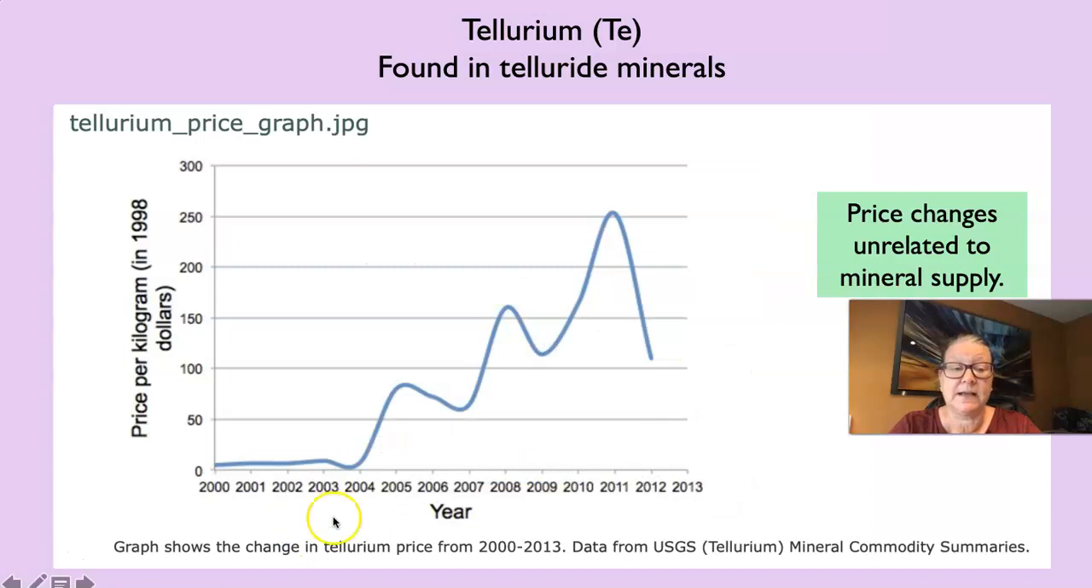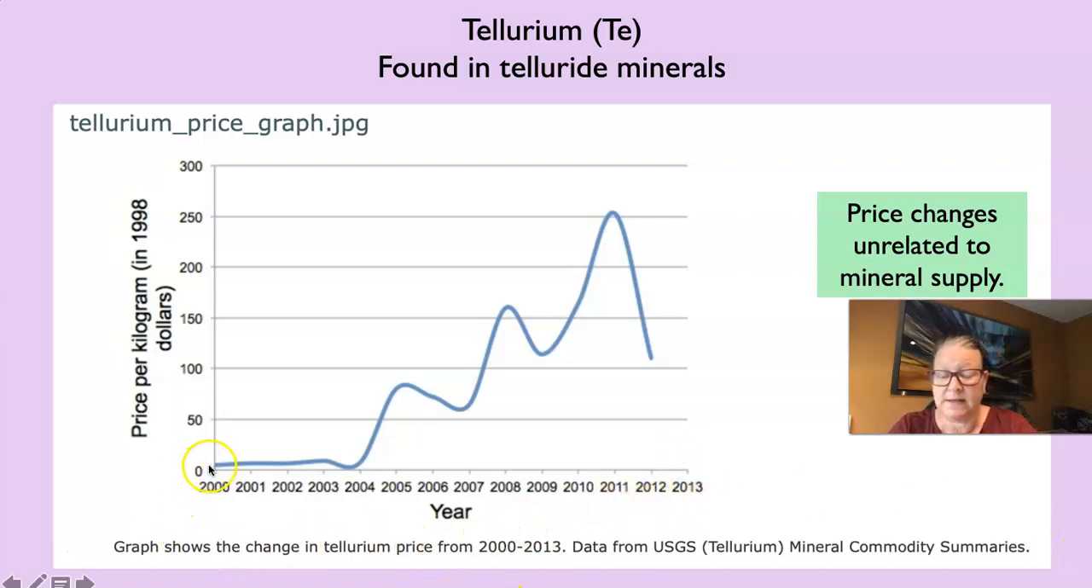So let's look at an example. I'm going to give you two examples, one related to the mineral supply changing and one not related to the mineral supply changing, and that's what this first one is. We're going to look at the element tellurium, which is found in metallic minerals that are called telluride minerals. And this is a graph, these are real data, they're not made up. This is a graph showing the price of tellurium from 2000 to about 2012.